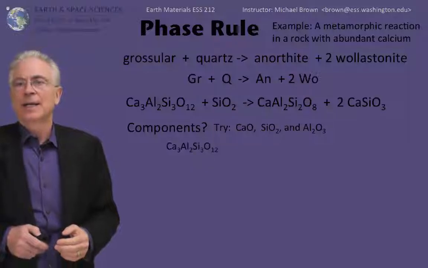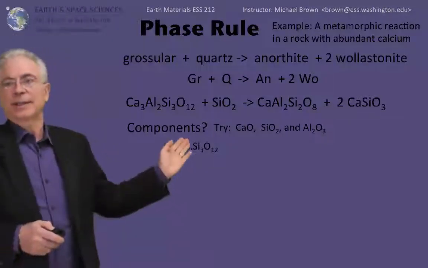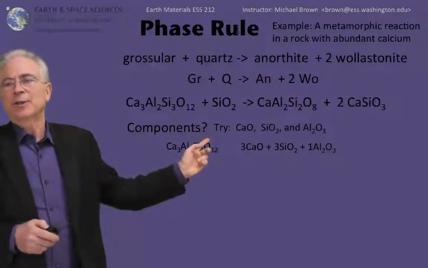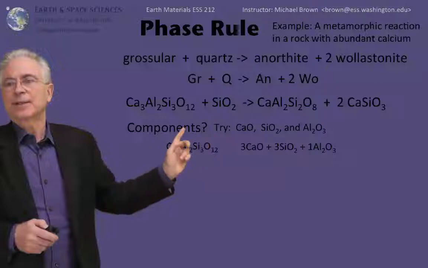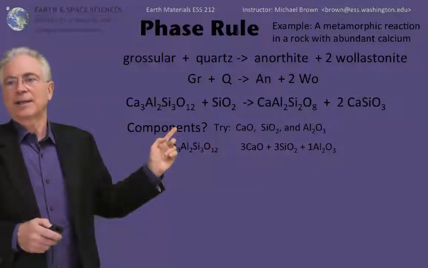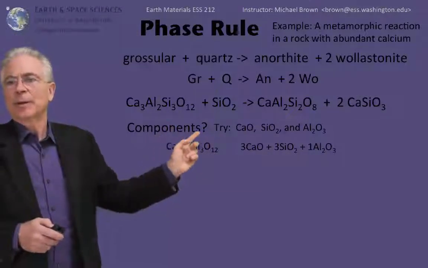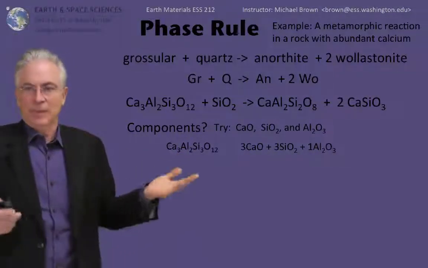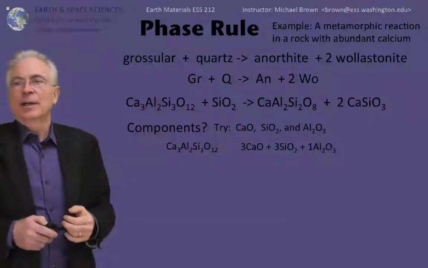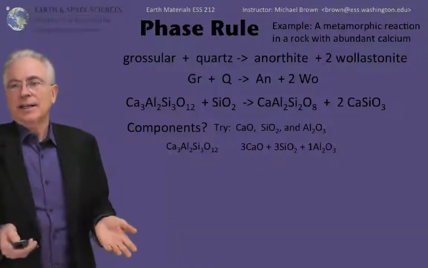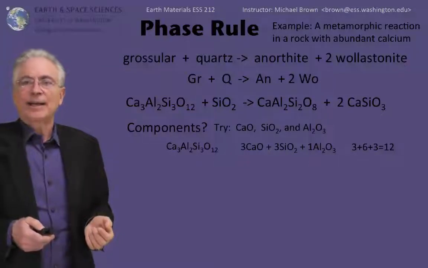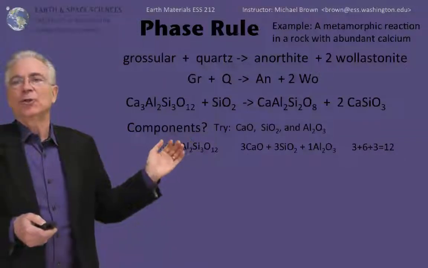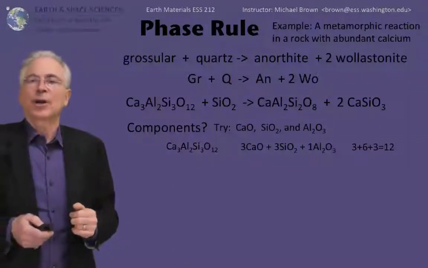Can we build all those phases out of those 3 chemical components? Well, let's try it out. Here is the garnet, the calcium aluminum silicate. Well, there's 3 calcium, so we need at least 3 CaO. There are 3 silicons, so we need at least 3 silica units. And there's 2 aluminums, which gives us 1 of the alumina units of chemical composition. Okay, so that takes care of the cations. Add up the oxygen anions, and you'll see they add up to 12. So in fact, these building blocks do add up to grossular garnet.